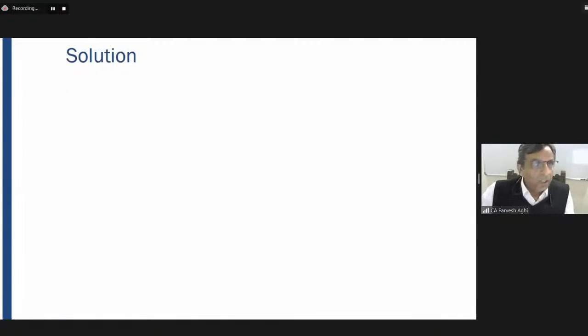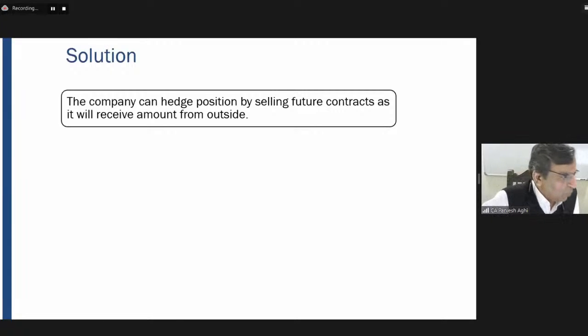I solved it as given in your study material: the company can hedge by selling futures contracts, as it will receive an amount from outside.